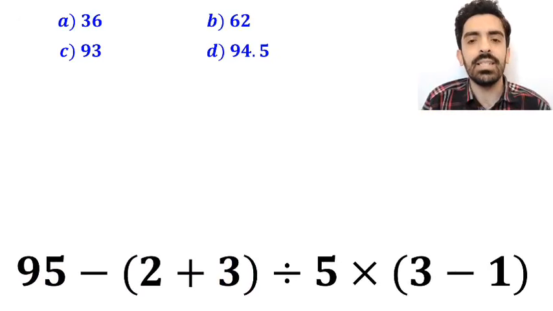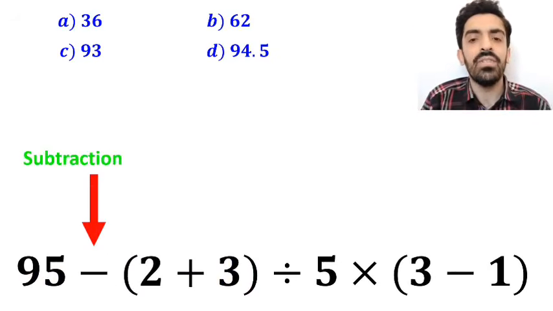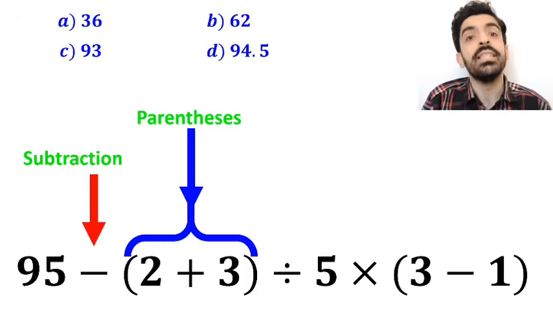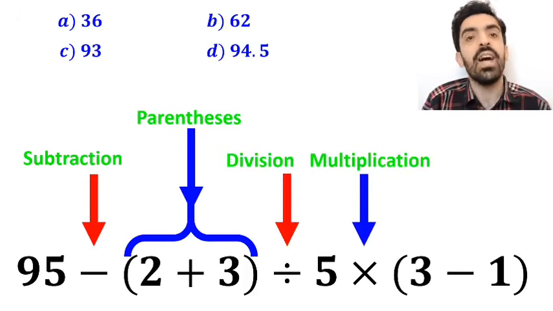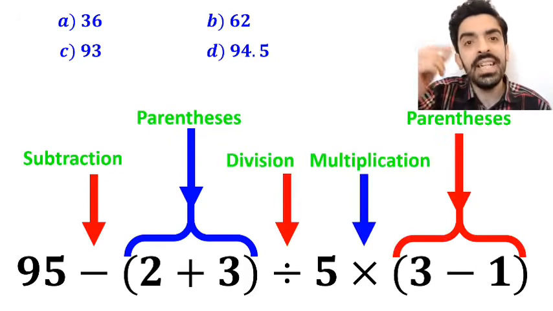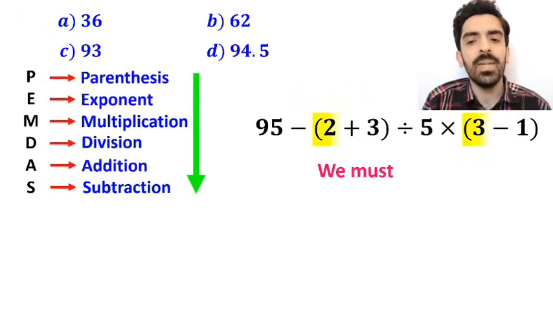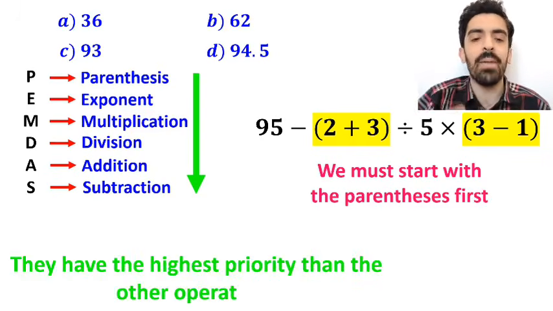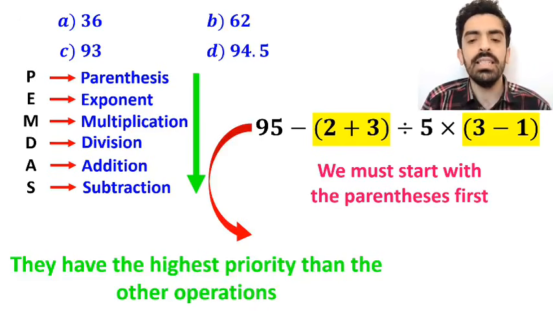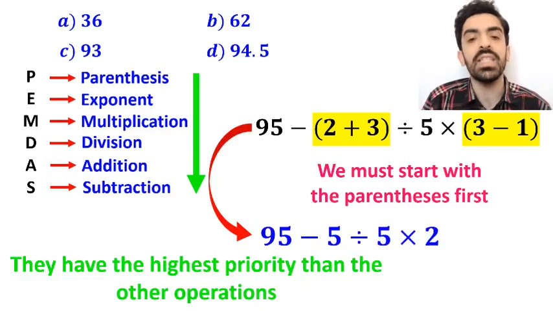Okay, as you can see on the screen, in this expression, first we have a subtraction sign, then parentheses, followed by a division sign, after that we have a multiplication, and finally another parenthesis. We must start with the parentheses first, because they have the highest priority among the other operations. So, this expression simplifies to 95 minus 5 divided by 5 times 2.